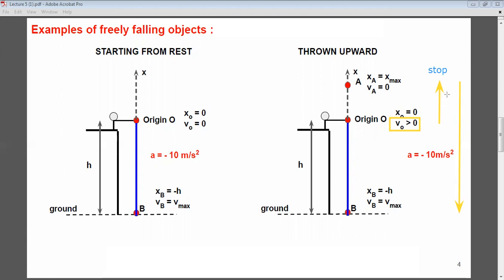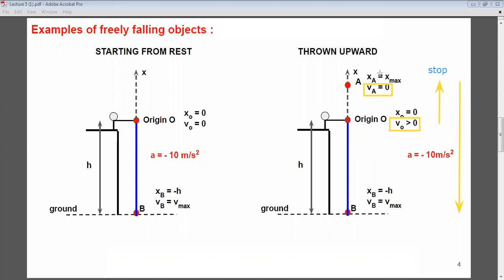Okay, now I call the point where it stops A. What information do I know about position A? It's the position where the ball stops. What does this stop mean? Stops means V at A equals 0. And how much will be the x of this point? It will be the maximum x. It will not go above it because it stopped.